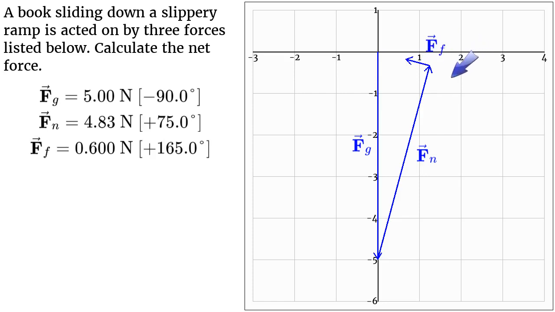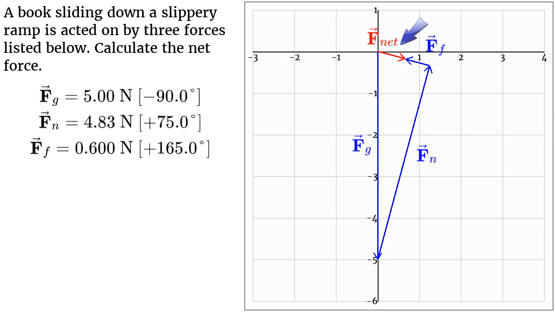So we're going to draw those three forces in a tip-to-tail fashion, and just like we did for displacement, the net force, or the resultant force, would be a vector drawn from the tail of the first vector, which is at the origin, to the tip of the last vector. So the net force is going to look something like this. The reason it's so small is because the normal force and the gravity force almost, but not quite, cancel each other out. So we're left with a relatively small net force.